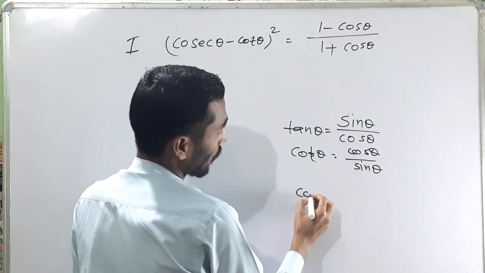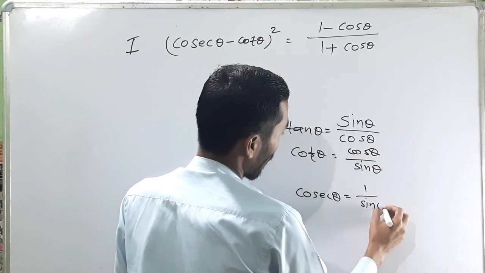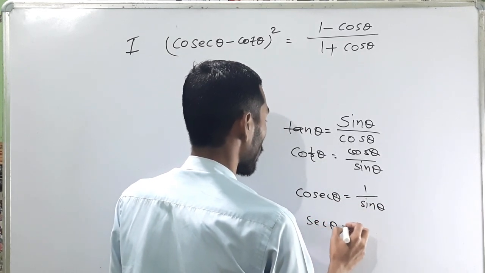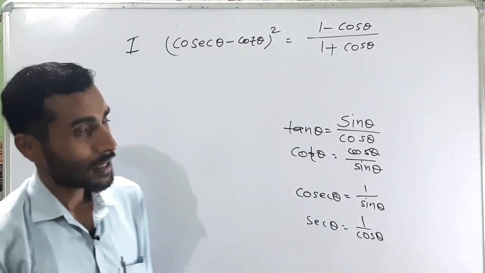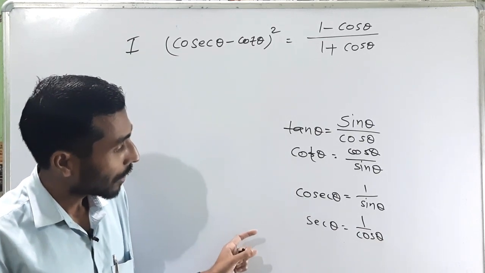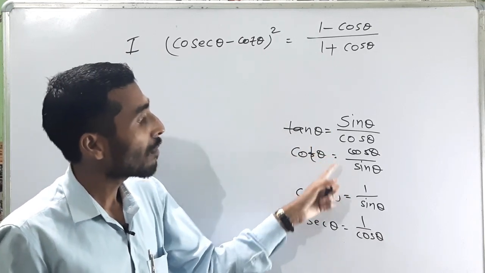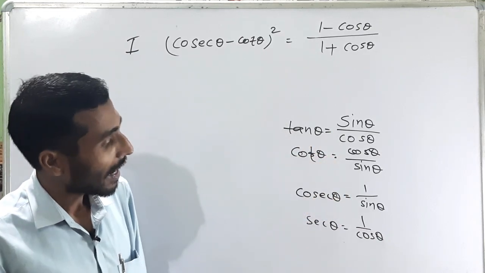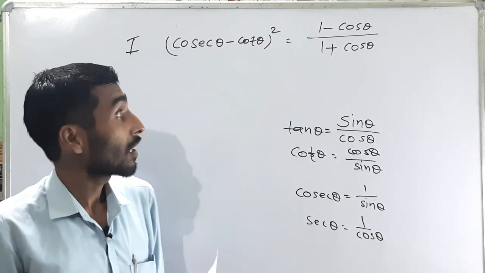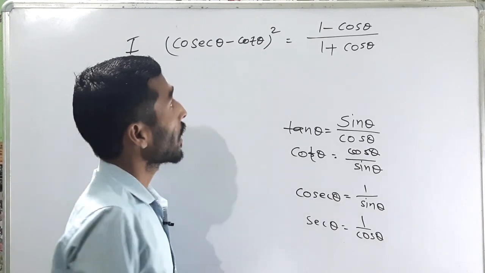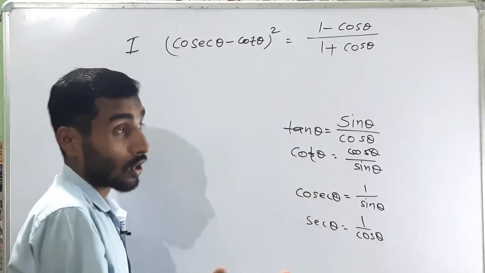In the same way, cosec theta equals 1 by sin theta, and sec theta equals 1 by cos theta. Basically I am trying to tell you that we have to change all the trigonometric ratios into the form of sine and cos, right? And after that it will be very easy to do any operation. So here also we'll change cosec theta and cot theta into the form of sine and cos.